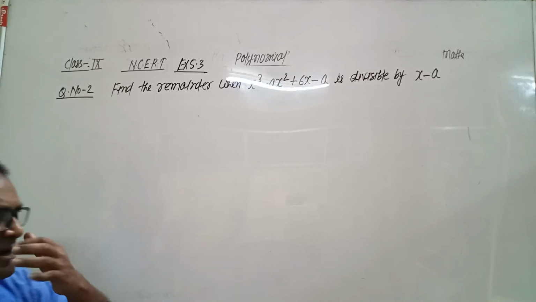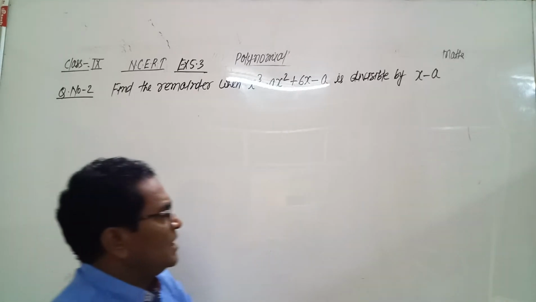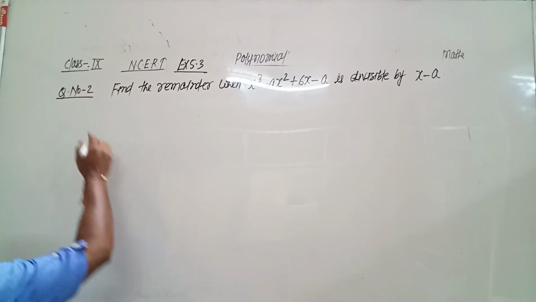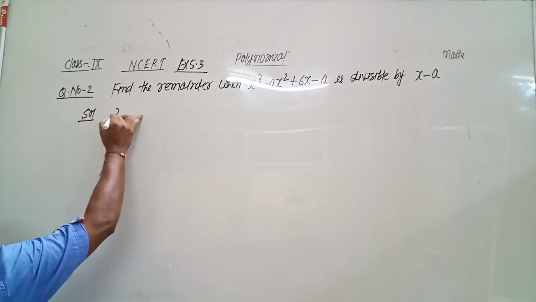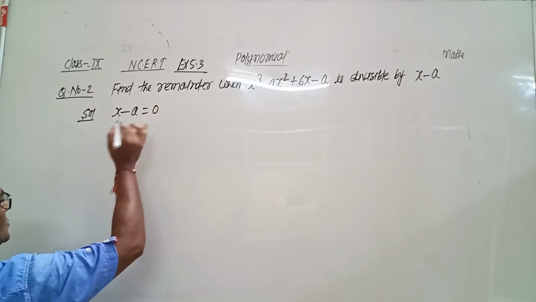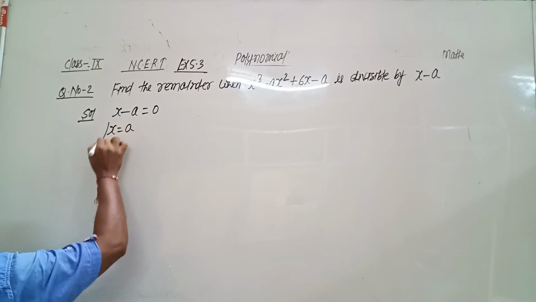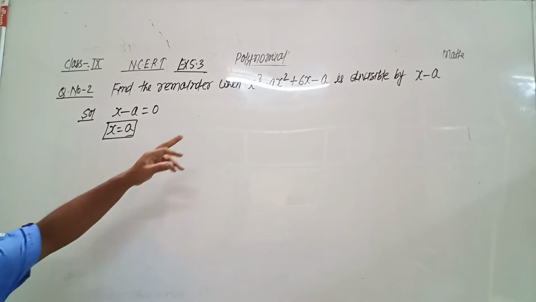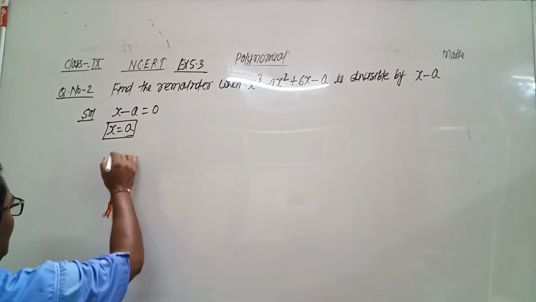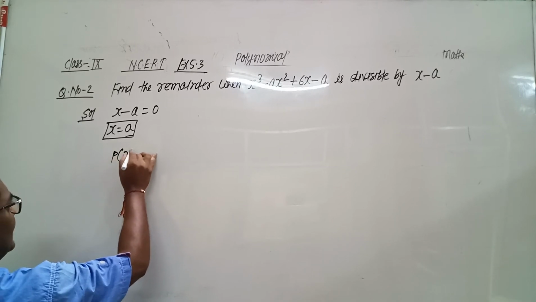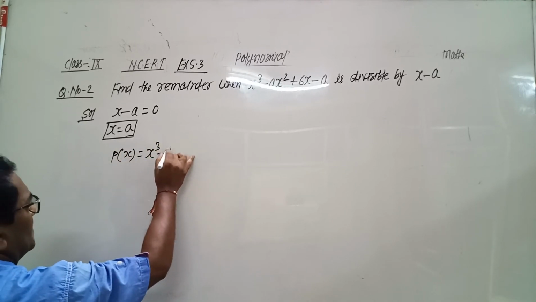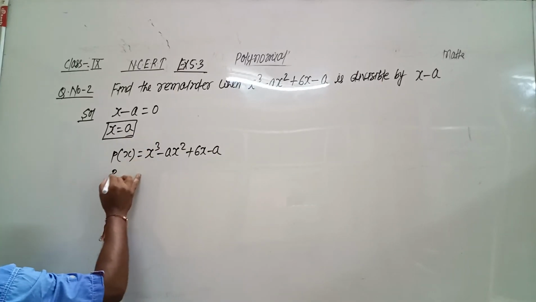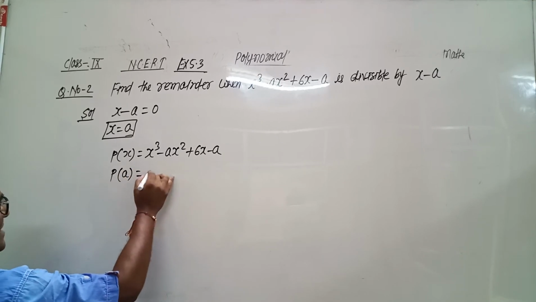So we use the remainder theorem. And what is the remainder theorem? In the very first step, we make x minus a equal to 0 and find the value of x. We get x equals a. Then put the value of x equals a in the given polynomial. The polynomial is p(x) equals x cube minus ax square plus 6x minus a. Put x equals a and solve, and we get the remainder.